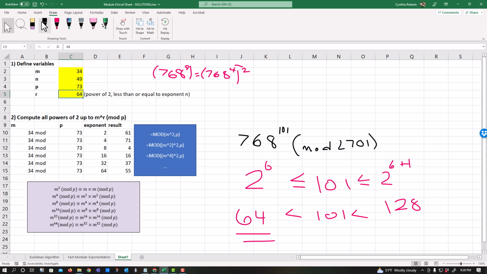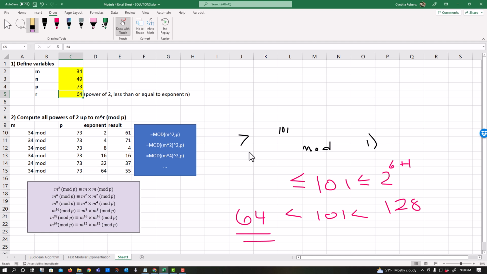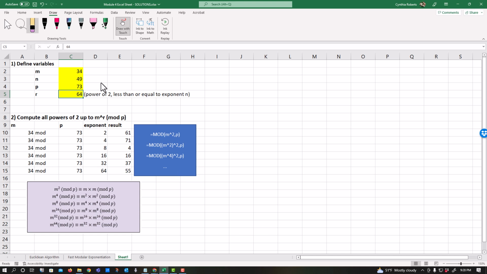In this case, let me just get rid of this so you can see what I'm actually computing. What I'm computing here is I want to find 34 to the 49th power. You hear my mouse clicking? I was too lazy to get my pencil to write. Mod 73. And so it allows me very, very quickly to get these values, which I'm going to need coming up in another step.